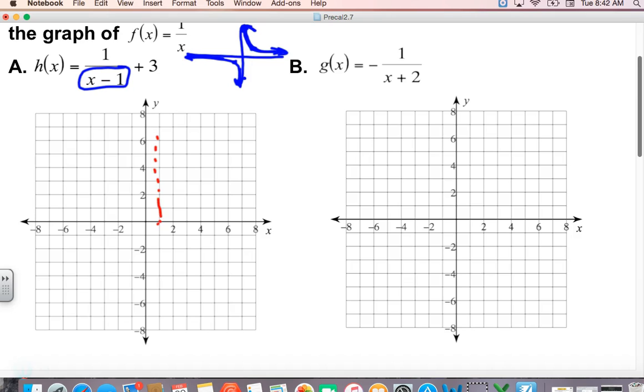So we're going to have this. And then plus 3 on the outside is going to shift the graph up 3. So instead of the horizontal asymptote being across at 0, with the vertical asymptote moved over 1, the horizontal asymptote is going to move up 3. So right there's where our asymptotes are going to be. Everything else about the graph is going to be the same.